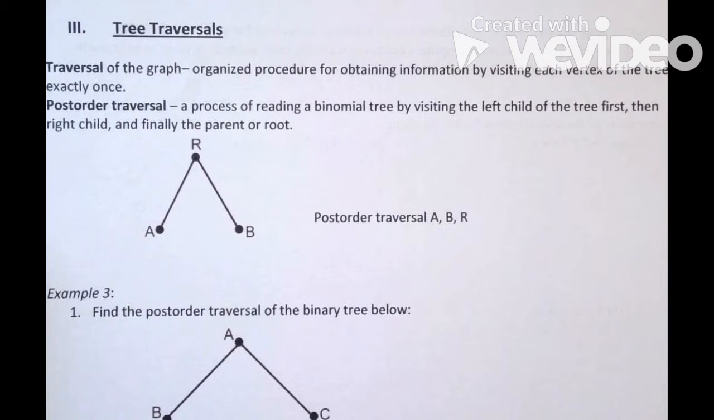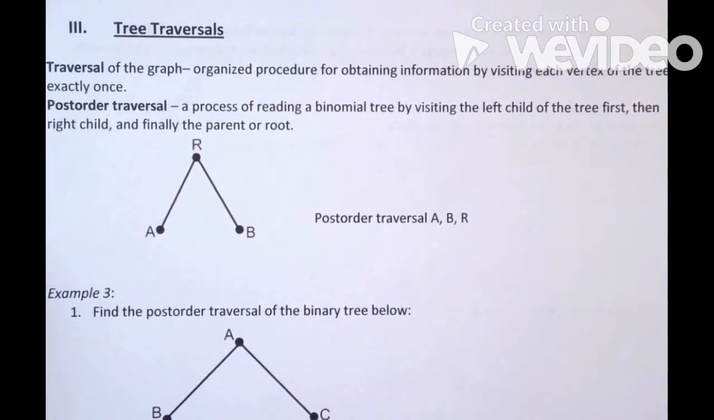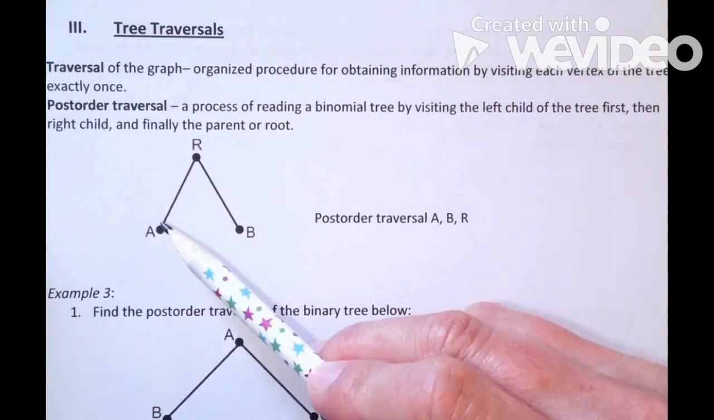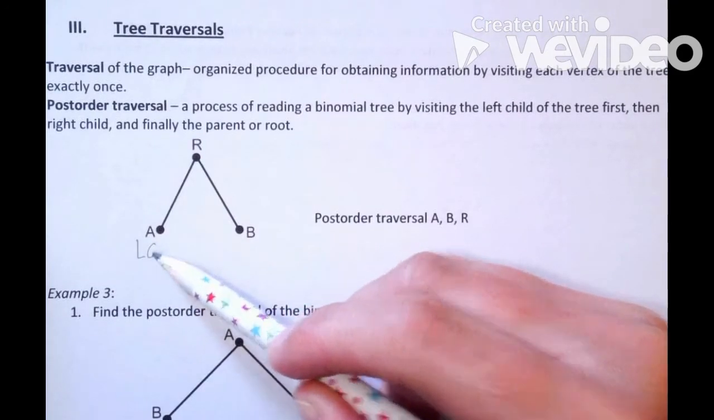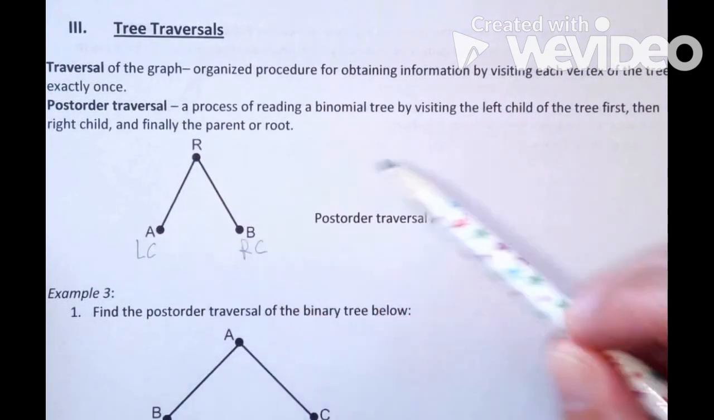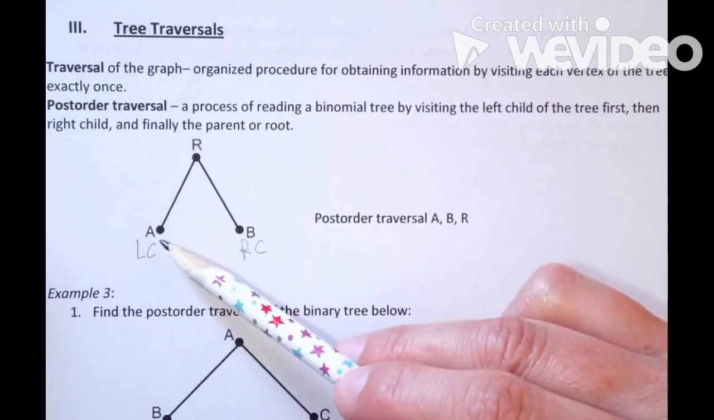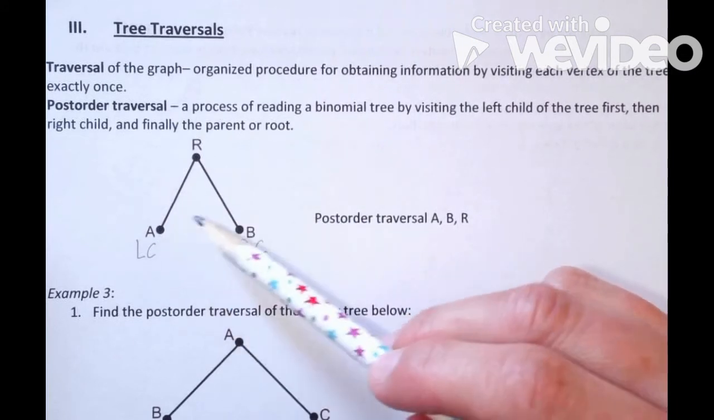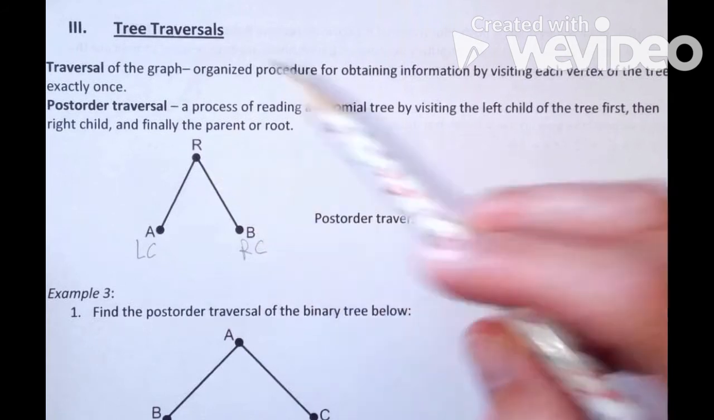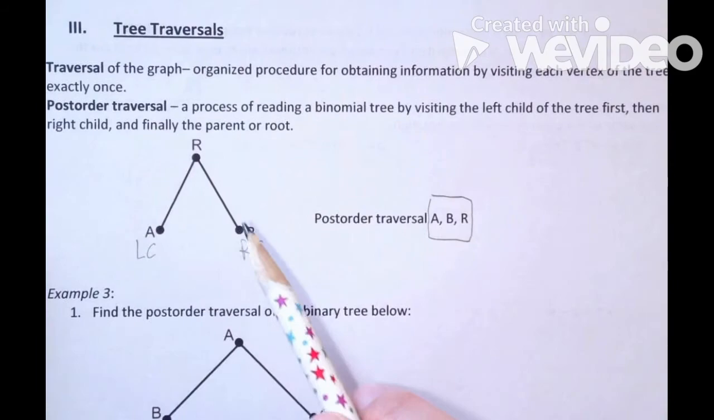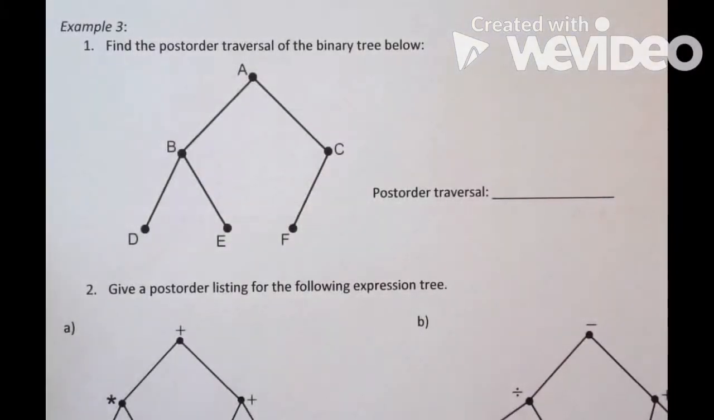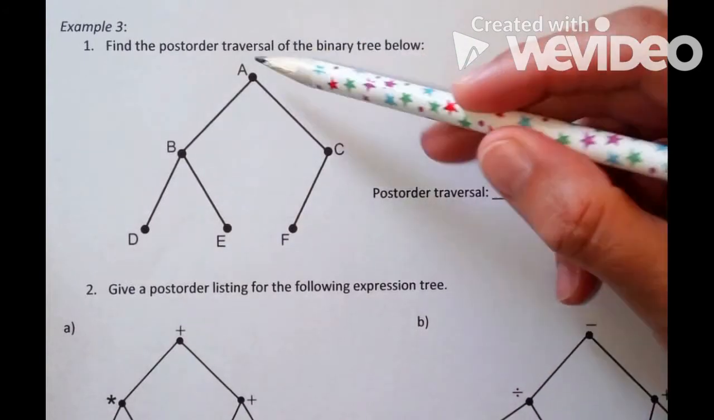We are going to start with the left child of the tree. So the left child of the tree, if this is a root, the left child is here, the right child is here, and the way we read it is always from left child, right child, and then the root. So here is how we read this one: A, B, R. When we look at more complicated graphs, you will always look where the root is.